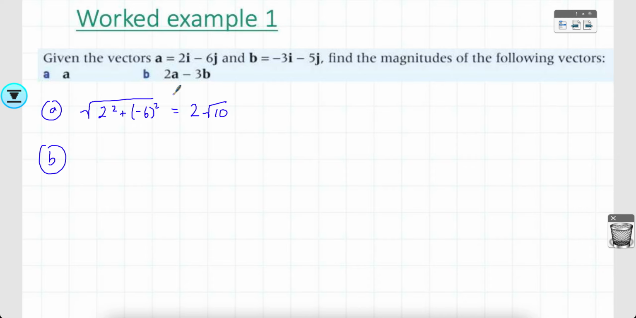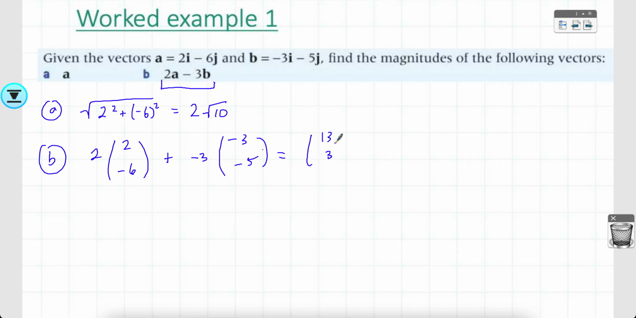So the first thing you need to do is actually find the result of this first, and then you find the magnitude of it. So I have 2 lots of vector A, so 2 and minus 6. And I'm taking away, let's do a plus, minus 3 of minus 3 and minus 5. So as a result, you can go through the process. This will give me 13 and 3. So I need to find the magnitude of this vector, which is 13 squared plus 3 squared, root 178.